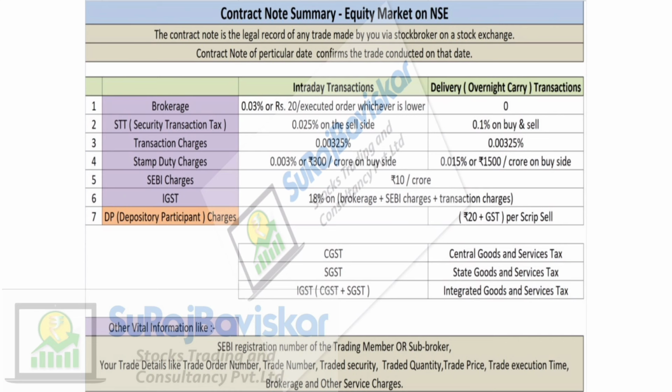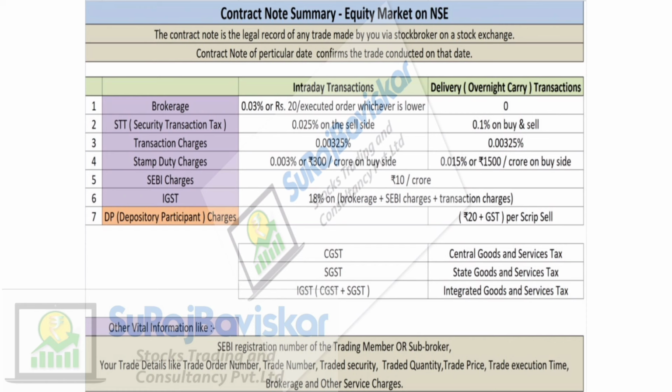So just have a look at this one, stamp duty charges. What are the different stamp duty charges levied on your transaction? Understand this one and come up with your strategy or your plan. Next charges are SEBI charges. SEBI, which is governing stock exchanges, is charging rupees 10 per crore. If your turnover is above 1 crore for equity, then they charge 10 rupees for SEBI charges.